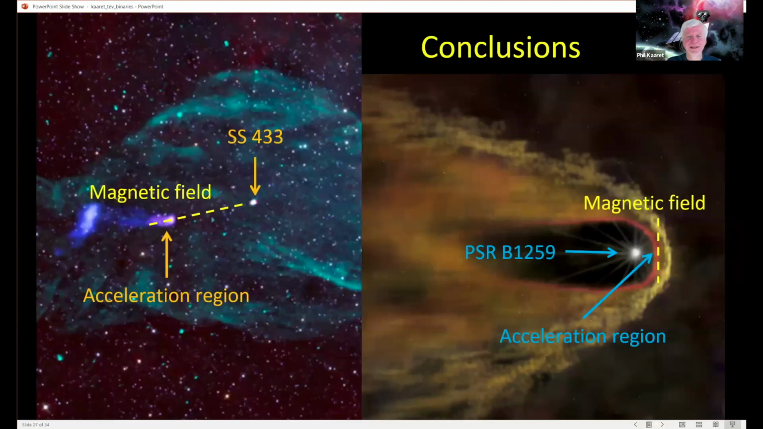And I'm going to summarize my science results on the binaries over here. For SS433, the magnetic field, shown in the dashed lines, is parallel to the jet flow, and it's highly ordered. But in 1259, it's perpendicular to the direction of the flow, and it's less well ordered. So thanks very much, and anybody have any questions?